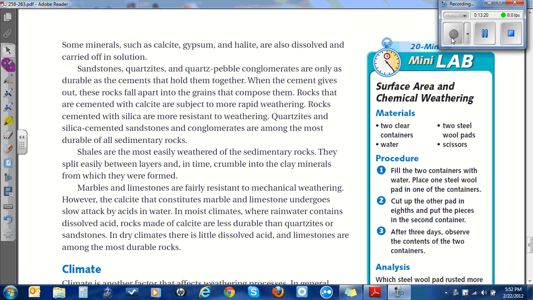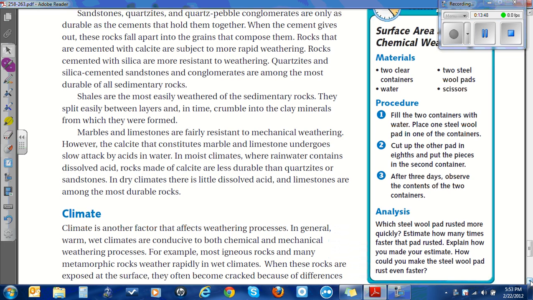Marbles and limestones are fairly resistant to mechanical weathering. However, the calcite that constitutes marble and limestone undergoes slow attack by acids and water. In moist climates where rainwater contains dissolved acid, rocks made of calcite are less durable than quartzites or sandstones. In dry climates, there is little dissolved acid, and limestones are among the most durable rocks.